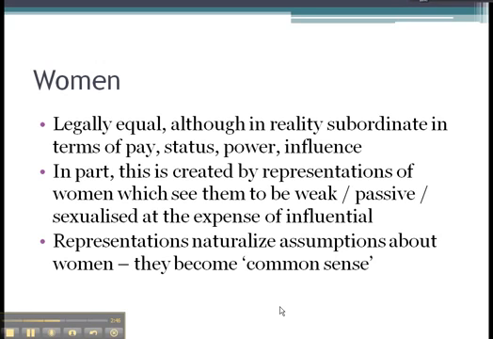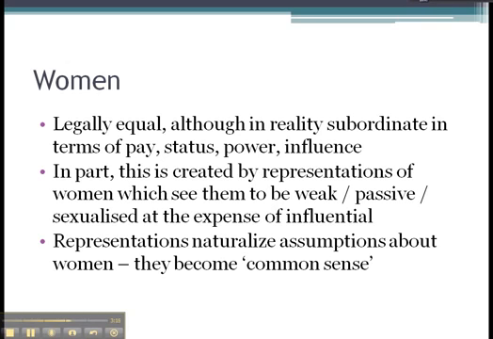Lacey goes on to talk about women and the role of women in society, and points out that whilst women are legally equal in most Western societies, in reality they are very much subordinate in terms of pay, status, power, influence in society. In part, Lacey puts this down to representations of women, which see them to be weak, or perceive them to be weak, passive, sexualized at the expense of being influential.